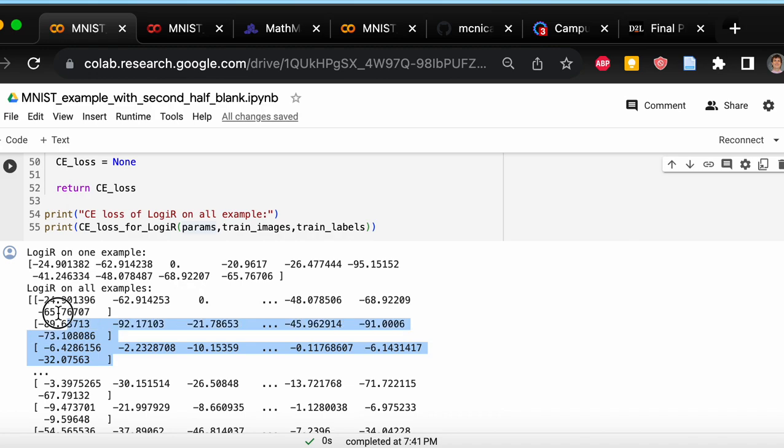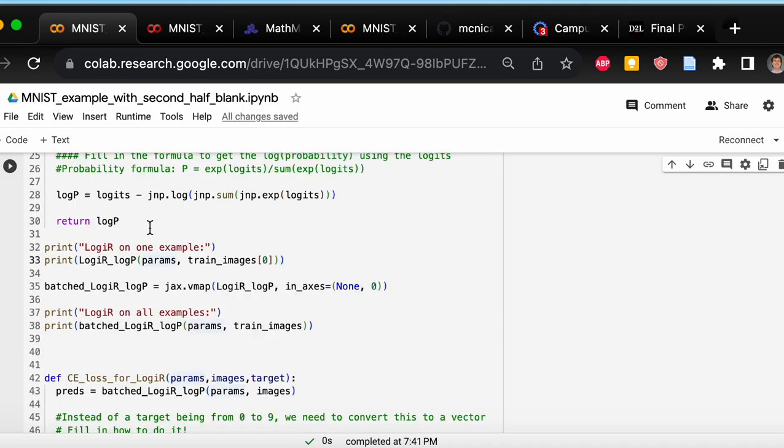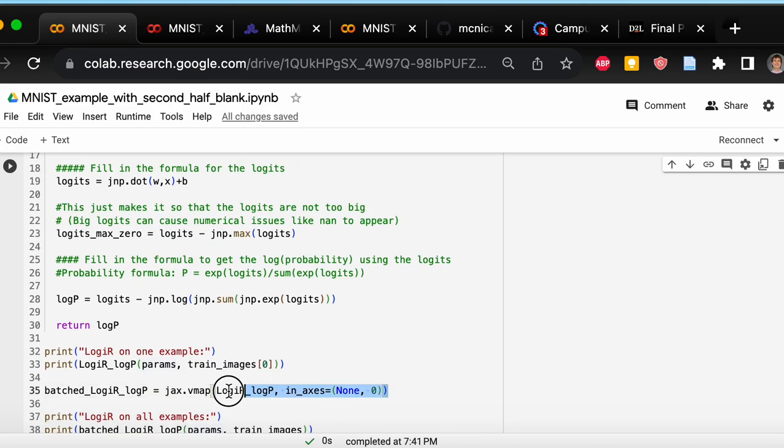And here it is, we batched it, right? This is something we did last time, is once you've written the function one time, you use the vmap function to make a batched version that can input lots of images at once and not just one image at a time. All right, questions or comments?